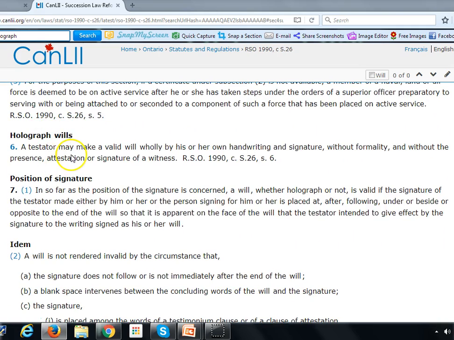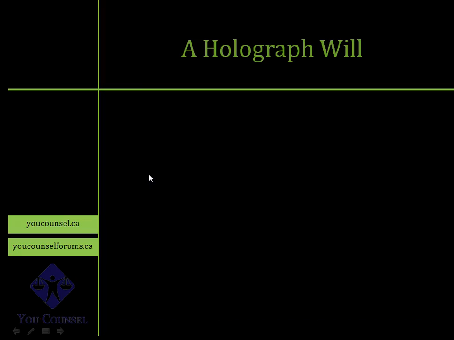Holograph wills. A testator may make a valid will wholly by his or her own handwriting and signature, without formality and without the presence, attestation, or signature of a witness. So that's section 6, and let's break it down so that you have clarity with respect to what a holograph will is. Number one, it has to be wholly handwritten.